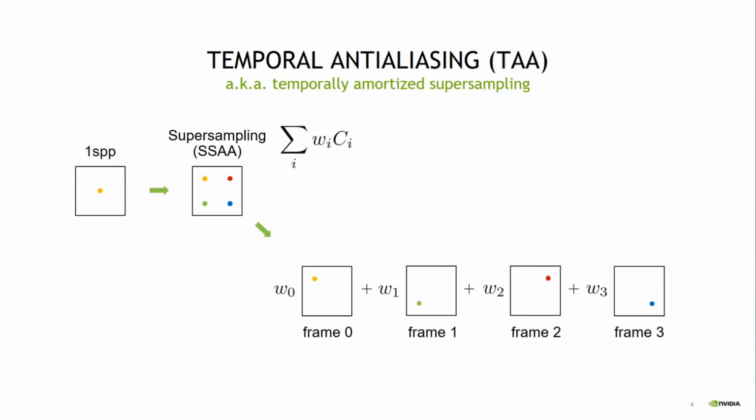TAA adds temporal amortization to this process by blending samples at different locations for multiple frames. We still shade a single sample per pixel, but as we gather more samples over time, the image quickly converges to supersampled results. Of course, in reality, it can't be as simple as that. We can only fully trust the sample from the current frame. The previous samples can become invalid when the objects in the scene either move, are occluded, or change lighting. Those are the most important problems we need to deal with in all TAA techniques.